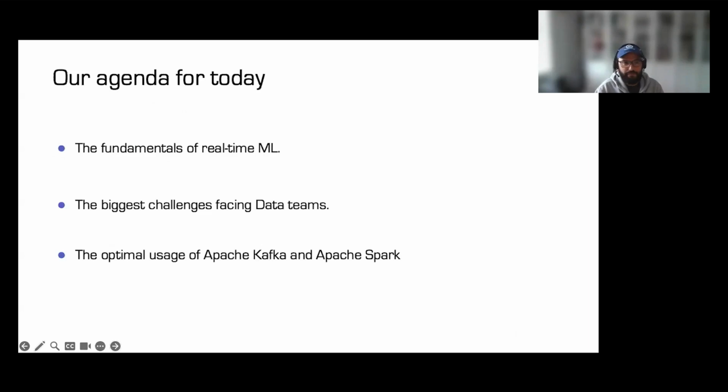So our agenda for today is pretty light, I hope concise. As Katie mentioned, we will go through the fundamentals of real-time machine learning. No need to go to big definitions, but just through a real-life use case. We'll then look at the biggest challenges faced by data teams when they're dealing with machine learning in real-time approaches. And we finally see how we can use Apache Kafka and Apache Spark in an optimal way to tackle some of these challenges raised by real-time machine learning.